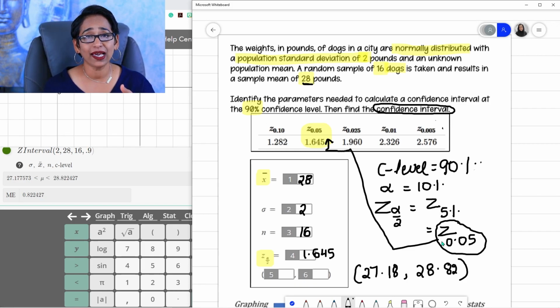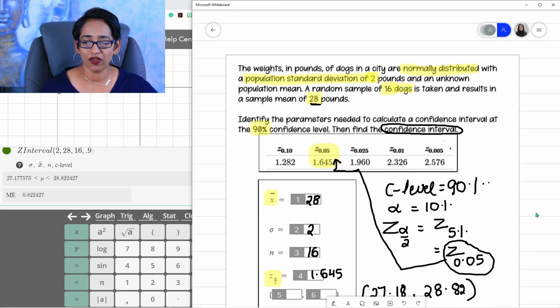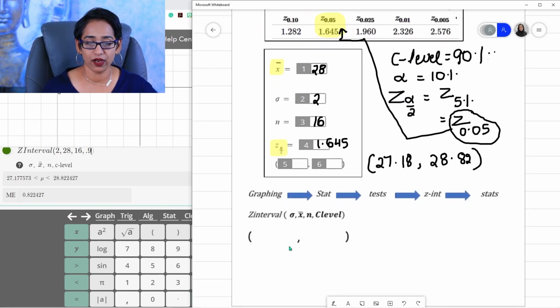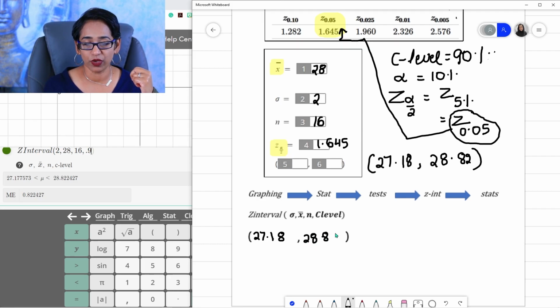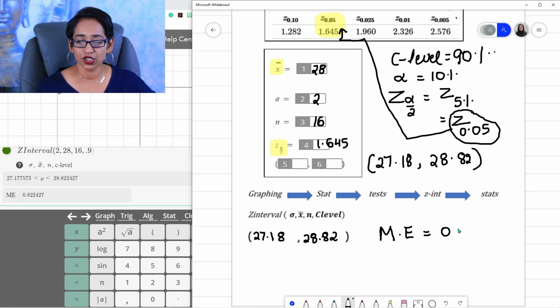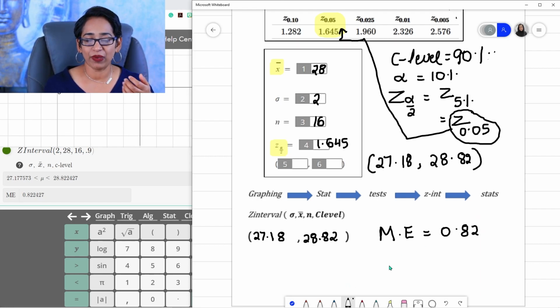But if you want to go ahead and calculate, all the formulas are given in this worksheet. All right, so there you have it. Let me go ahead and write that down. So my lower limit is 27.18, rounding off to 2 decimals. If your problem asks you to round off to 3 decimals, make sure you go ahead and do that. And I also have my margin of error. In this case it is 0.82.